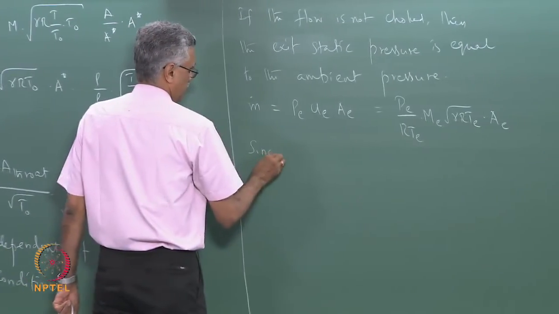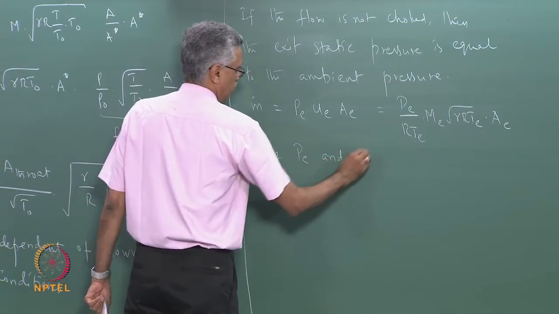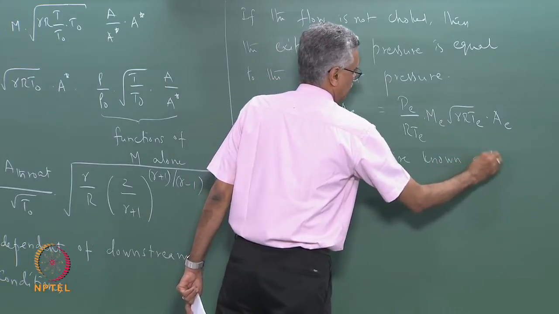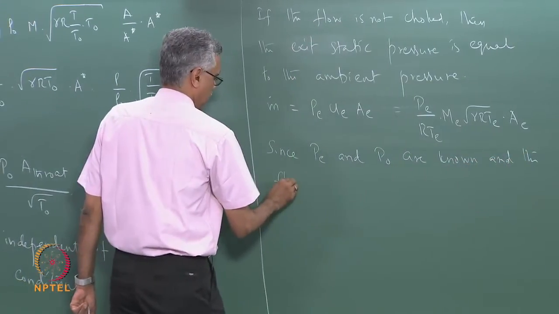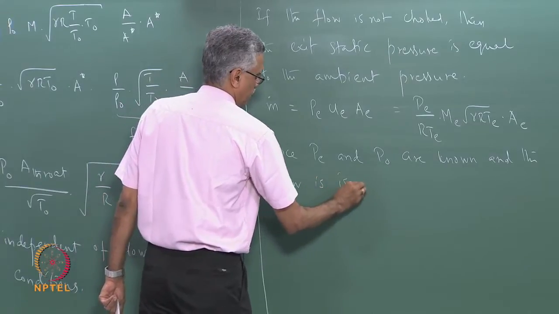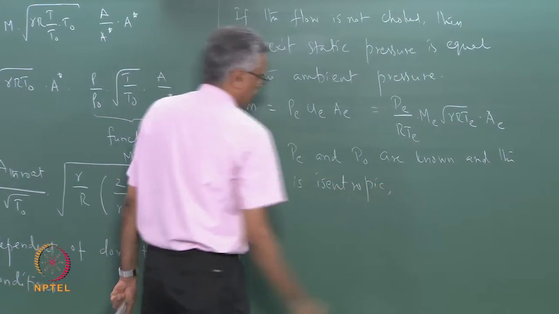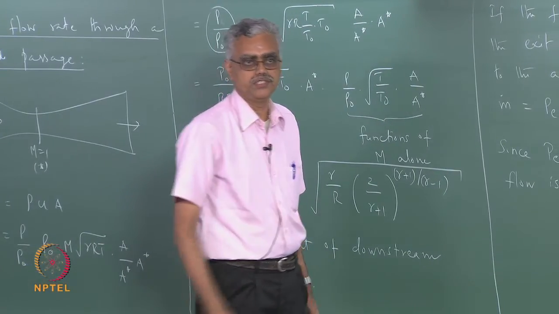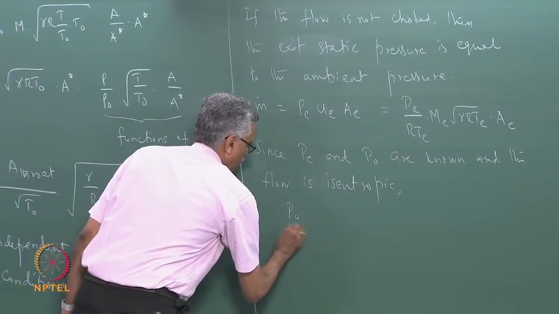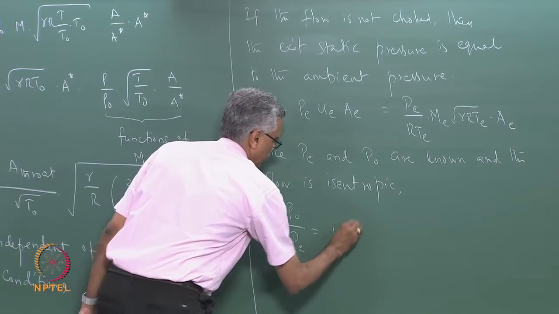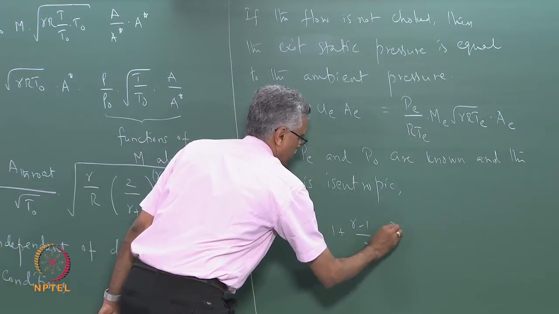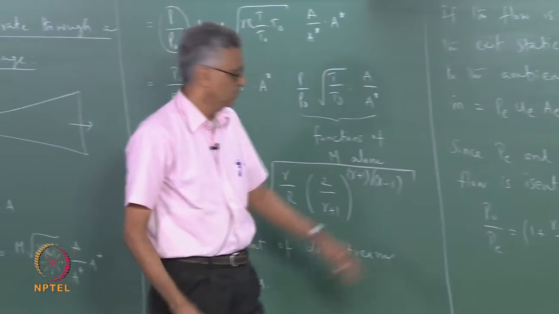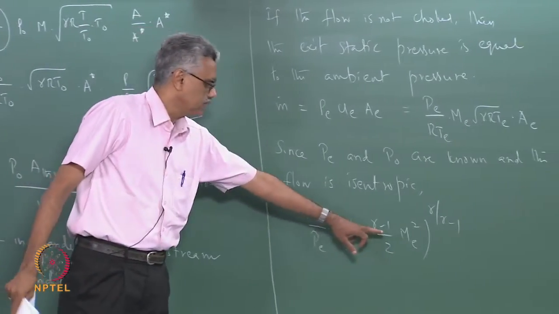since Pe and P0 are known and the flow is isentropic, this means I can get my exit Mach number by using the isentropic relationship. So, P0 over Pe is equal to (1 plus gamma minus 1 over 2 times Me squared) raised to the power gamma over gamma minus 1. P0 is known, Pe is known, so I can calculate Me.